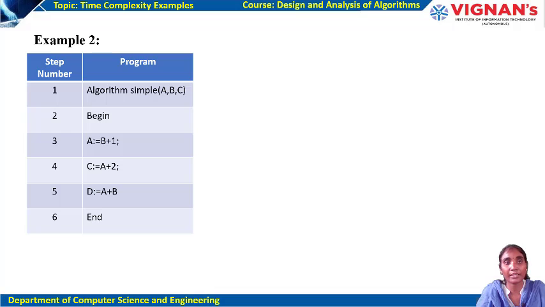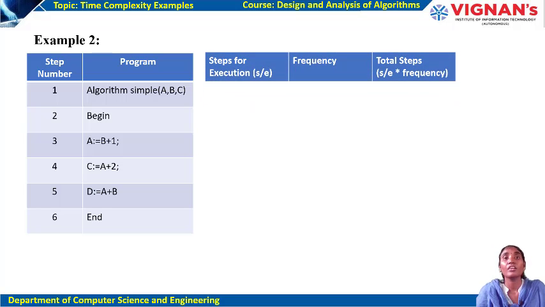Let's have a simple example where I have three input variables a, b, c, where simple arithmetic operations are performed with a, b, c, and we are storing the results in a, c, d, as shown in the 3, 4, 5 statements.